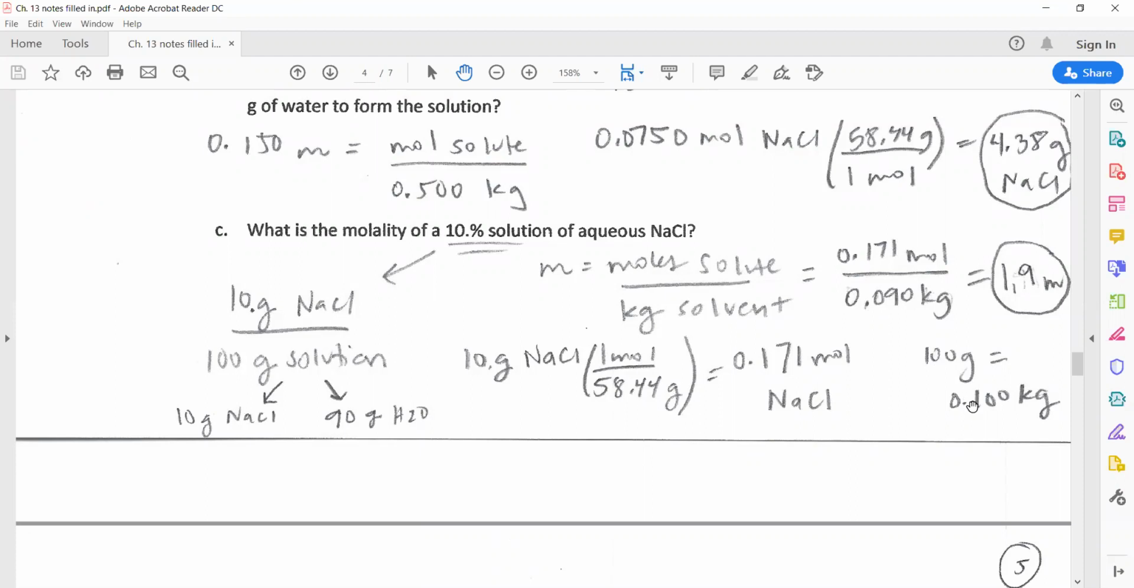And here, just scribble this part out. That right there shouldn't be there. The 100 grams to 0.100 kilograms, that would be total. But we don't want total. We want just the kilograms of solvent, which is the 0.090. So we divide here, and we get 1.9 molal. So that is the correct molality of this solution.